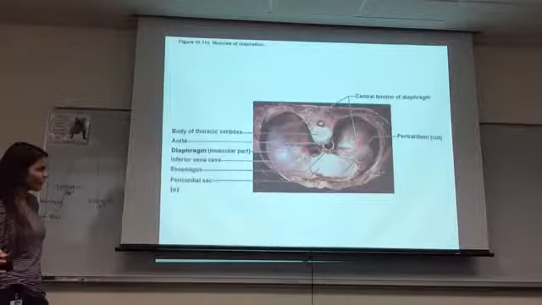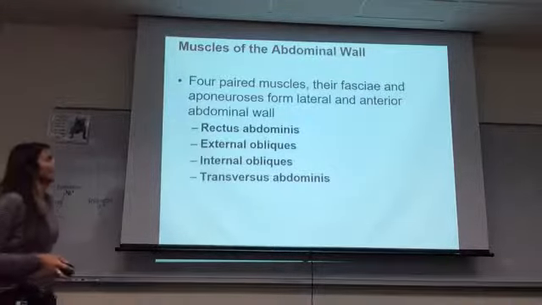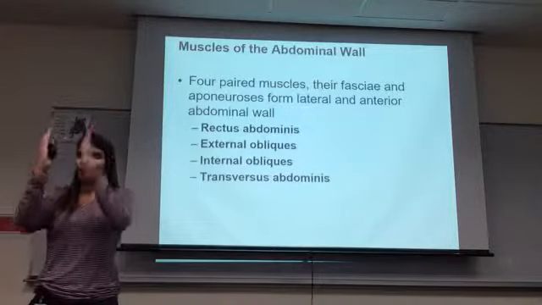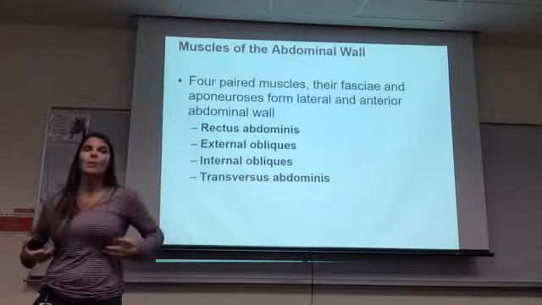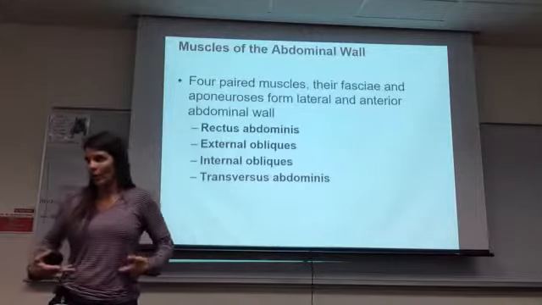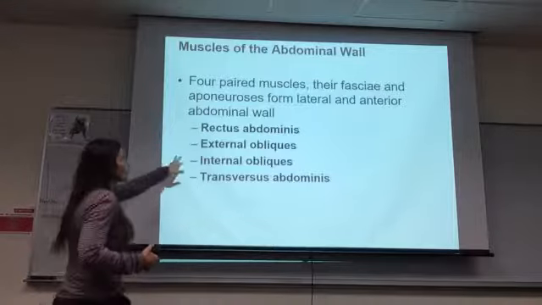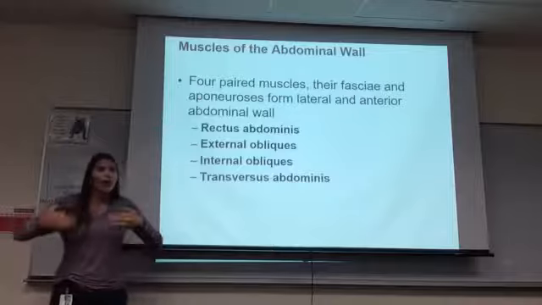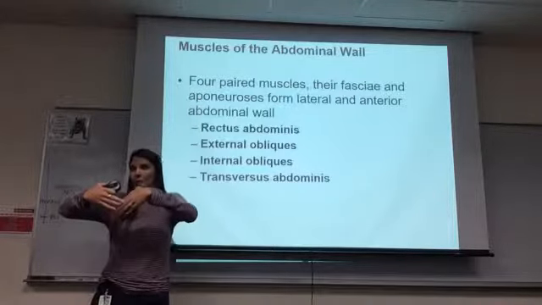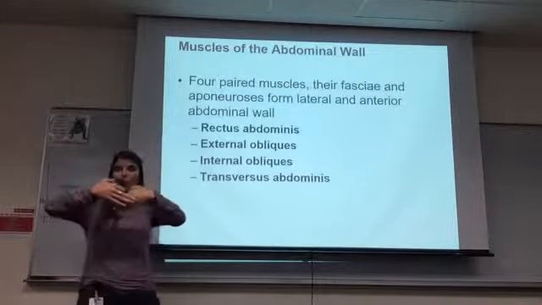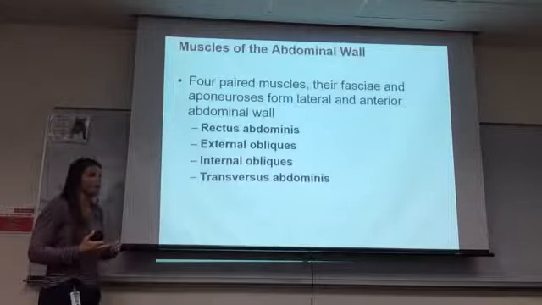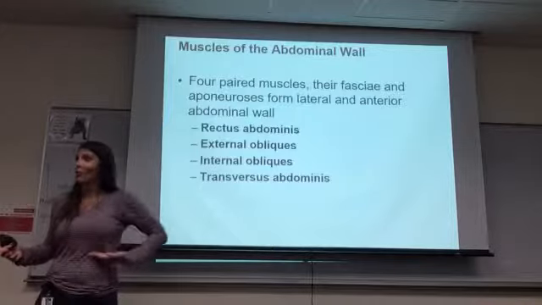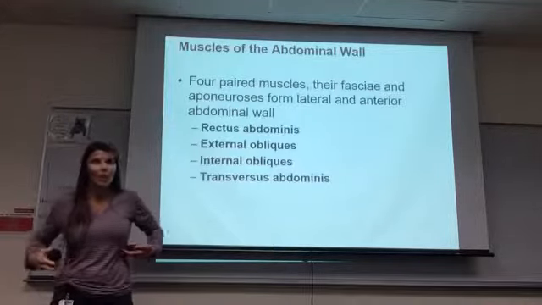Diaphragm. Cadaver. Rectus abdominis. Rectus tells you that it's straight, and abdominis tells you that it's in the abdominal area. Okay? External obliques, on the outside. You actually have two layers. So you have external obliques, and then you have internal obliques. And I'm going to have to show you a cross section. Transversus abdominis. It's going across, and it's in my abdominal area.